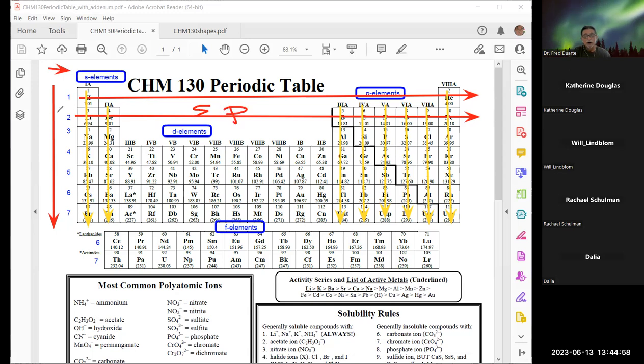Okay, the first 2 columns over here are the S, S1, S2. Then we shoot across, starting with group number 3A, where we have P: P1, P2, P3, P4, P5, P6 across the periodic table. So P1 all the way across to P6. Notice we didn't put a coefficient, because that coefficient depends on what energy level we're talking about.